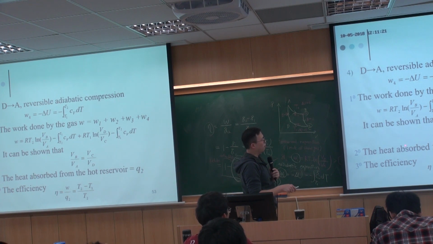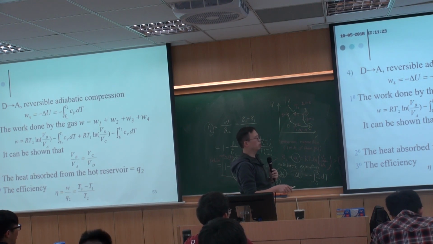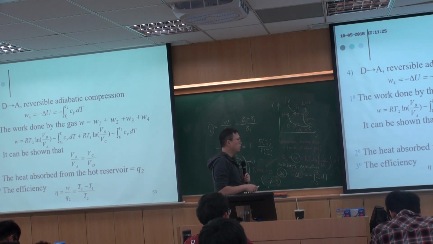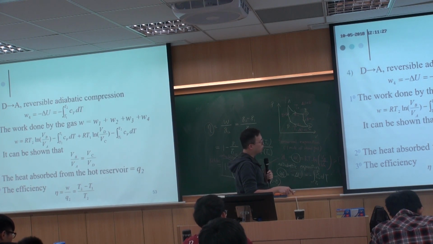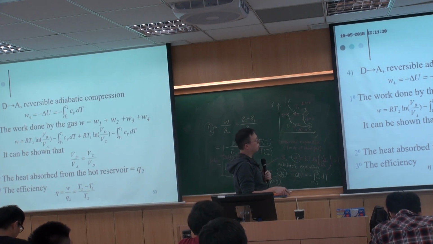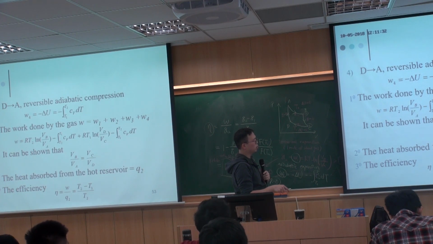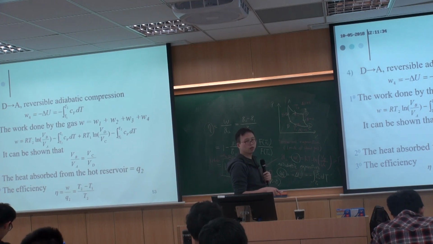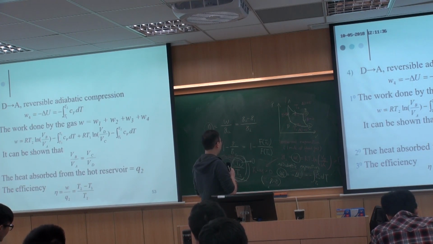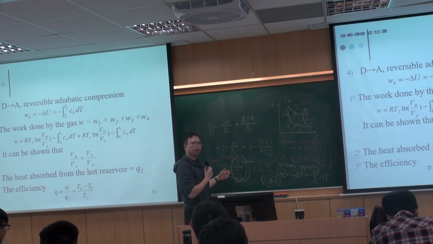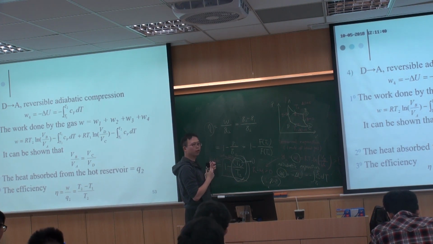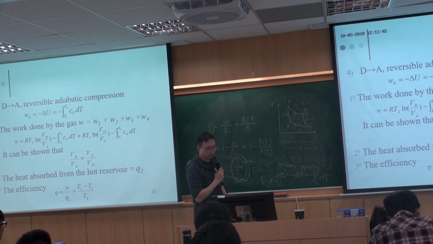And the heat absorbed from the heat reservoir is simply Q2, so it's not related to Q1 at all. So the efficiency, if you simplify that, turns out to be T2 minus T1 over T2, which is the same as what we assumed earlier, by Kelvin's definition of the function of T.